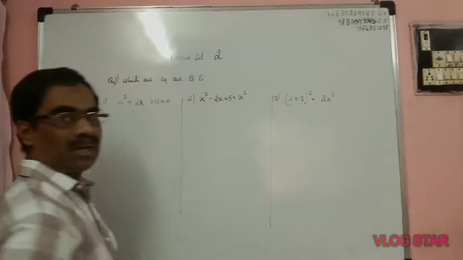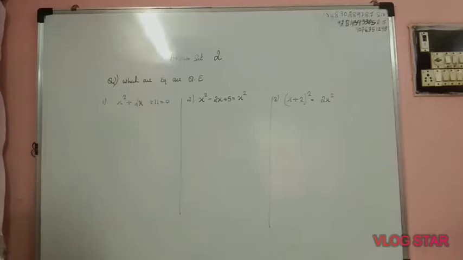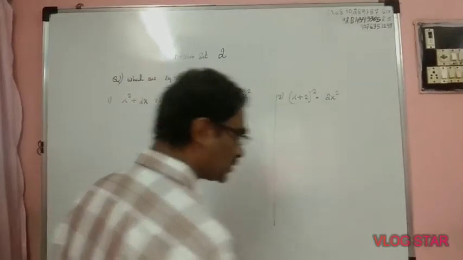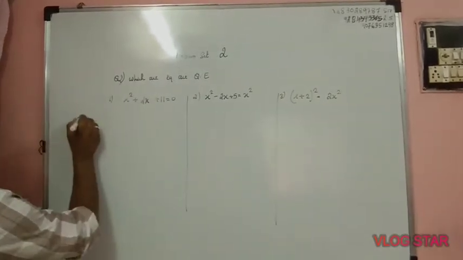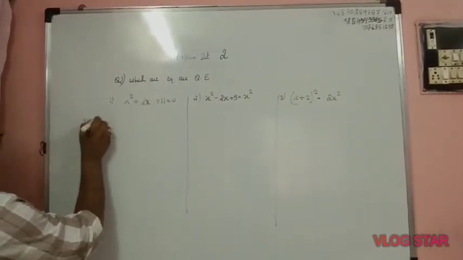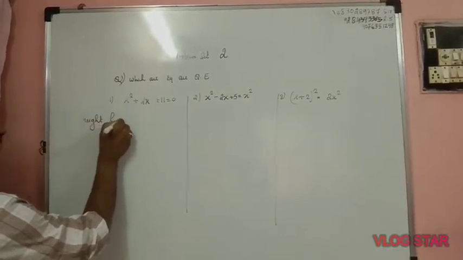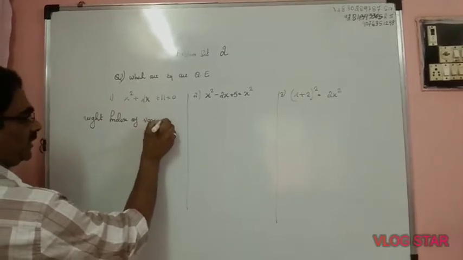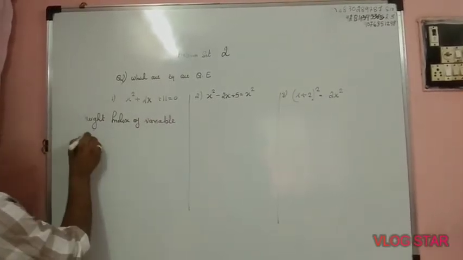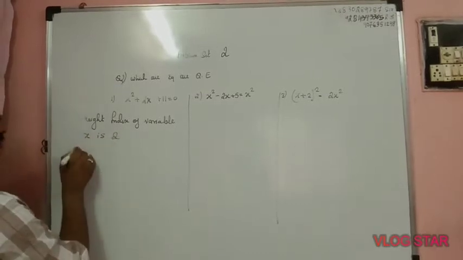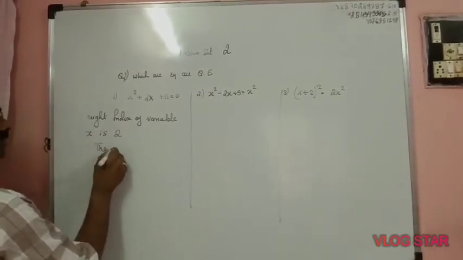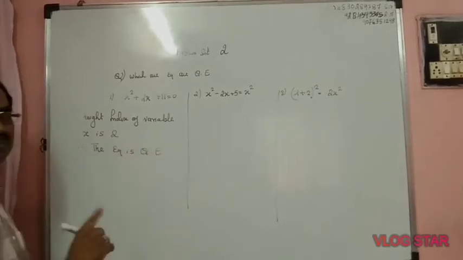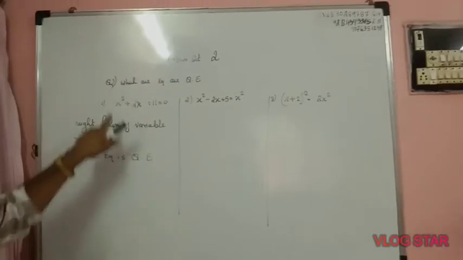Let's see. The highest index of the variable must be 2. अगर highest index 2 रहेगा, that means it is called what? Quadratic equation. The highest index of variable x is 2. Therefore, the equation is QE. QE means what? Quadratic equation. This was the first sum.